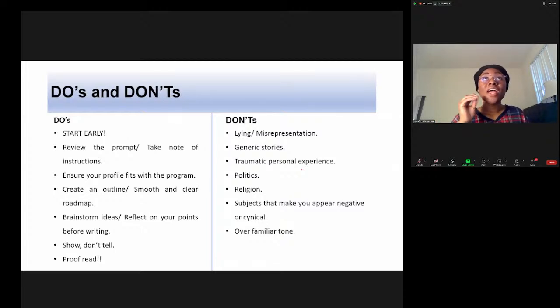Some people write SOPs that look like personal statements. They just keep talking about their personal challenges. Oh, this one happened in my family. This one happened in my family. Oh, I came from a very poor background. Yeah, you came from a very poor background, but there are a lot of people who came from poor backgrounds. So what makes you unique, right?